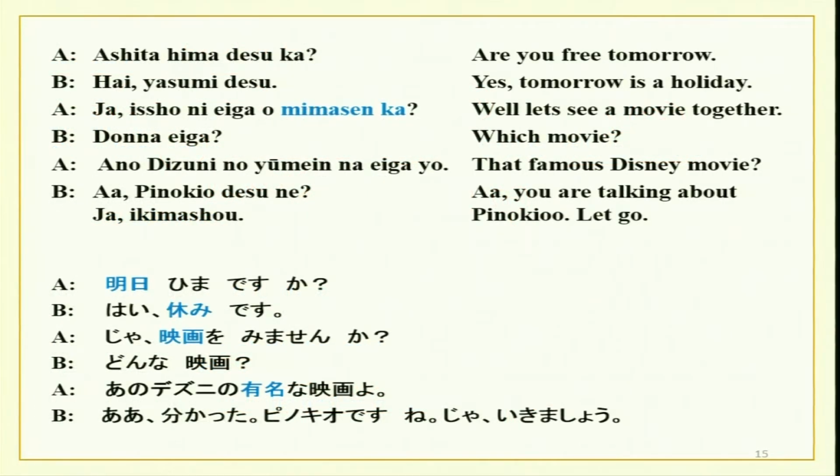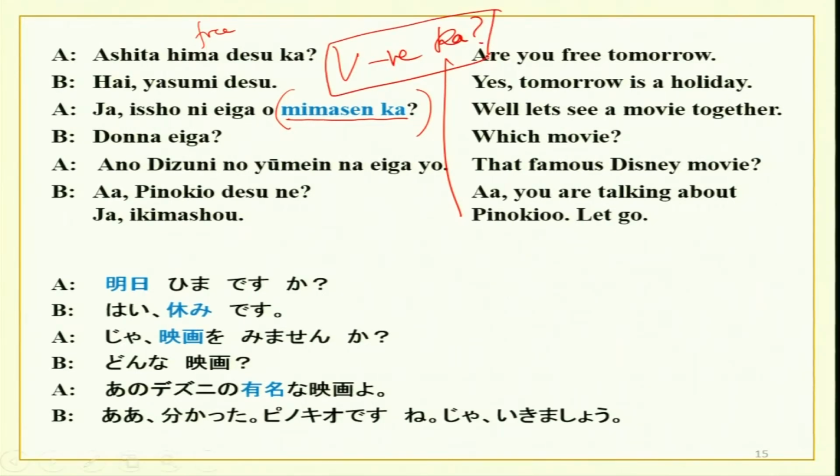Now, there is a small kaiwa and you will see how politely you invite someone to do a certain thing. This is not a literal translation over here. This is what you would say in English here. So, ashita hima desu ka? Are you free? Do you have time? Hai, yasumi desu. It's a holiday. Ja issho ni eiga o mimasen ka? Won't you please see a film together with me tomorrow? So, basically inviting someone, verb in negative and ka makes it a polite invitation.